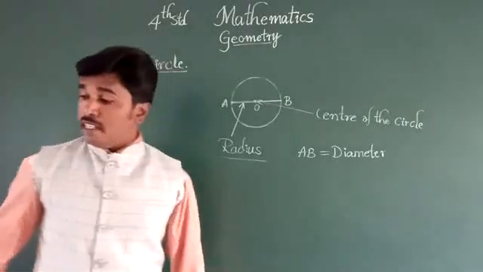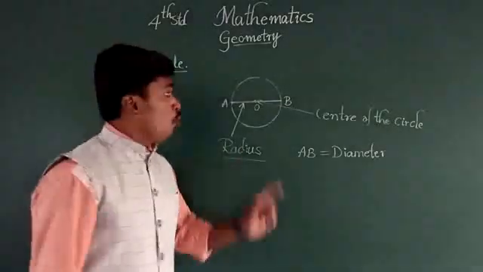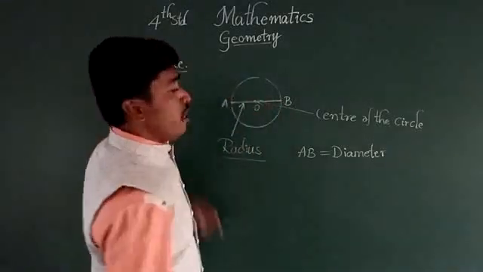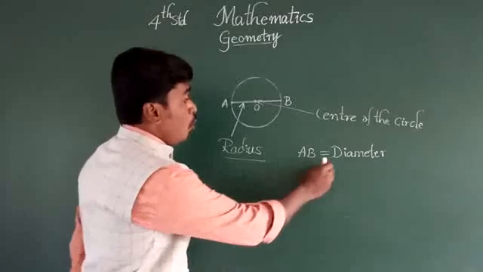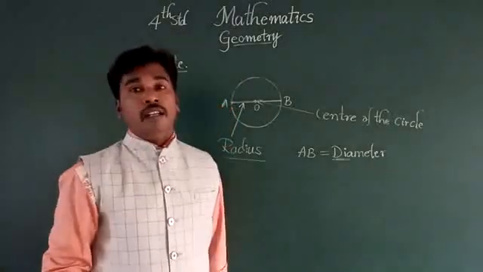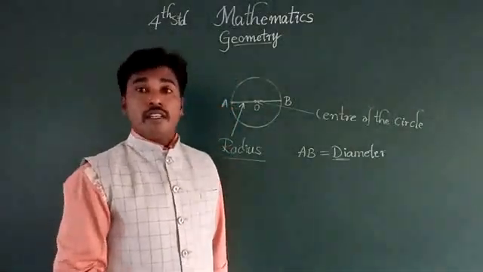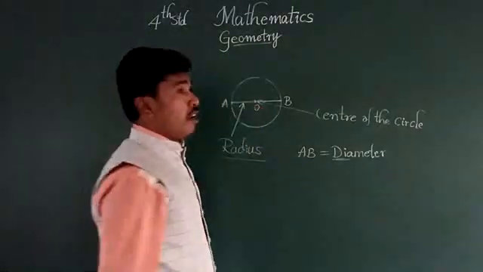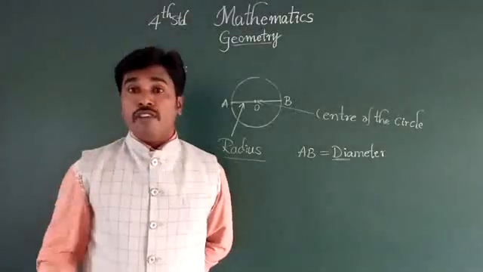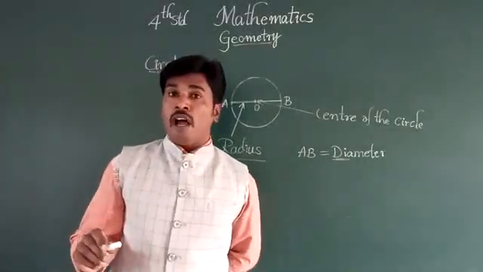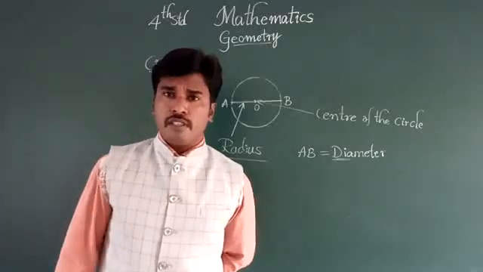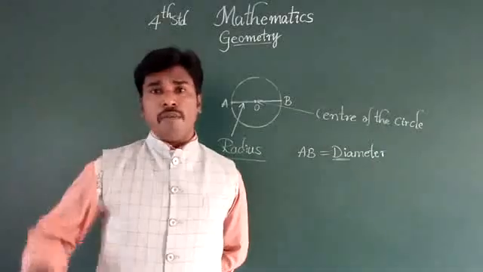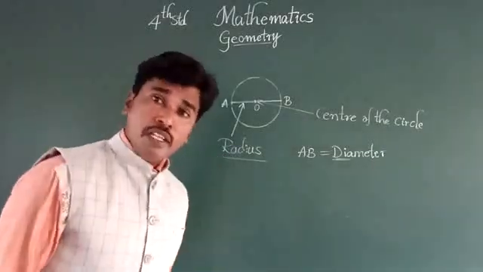Diameter means it is a line joining two points on the circle. It passes through the center of the circle. Then that line we call the diameter of the circle. Observe, dear children. Here this is the center of the circle. For the center of the circle, we can draw an infinite number of diameters. As many as you want to draw, you can draw.